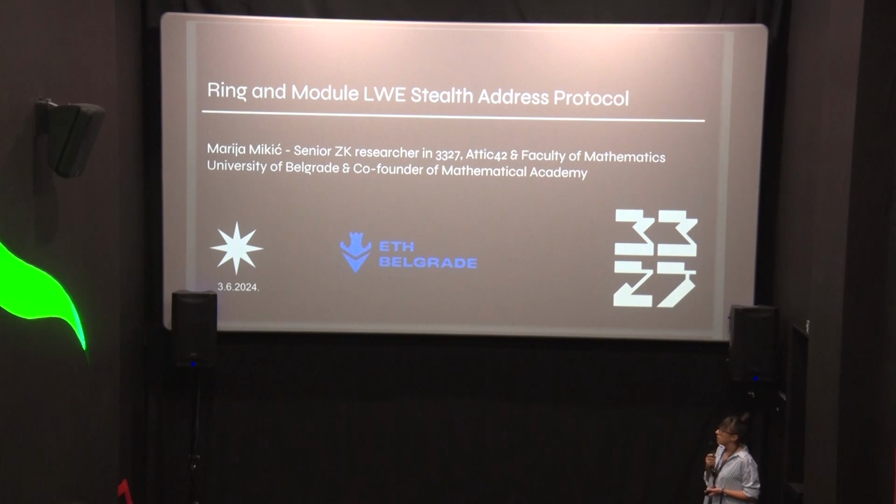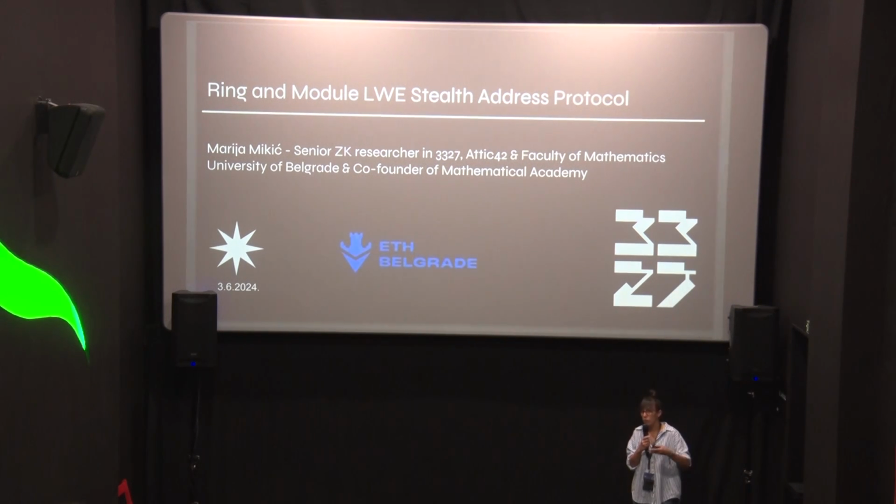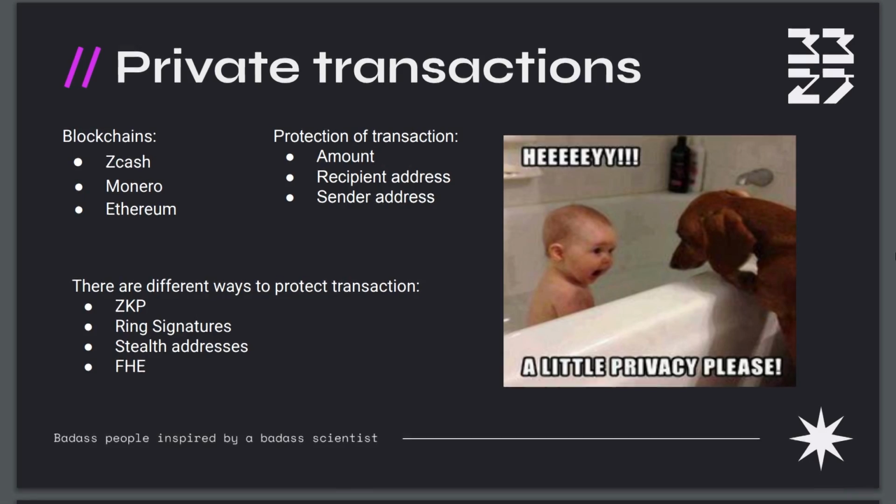Today's topic is ring and module learning with errors stealth address protocols. So today we will talk about post-quantum cryptography and, of course, private transactions. So let's start. First, we will talk about private transactions. You know that blockchains like Zcash and Monero have some cryptographic methods at their core that enable privacy of transactions. But there is a great need to introduce private transactions on public blockchains, such as Ethereum.